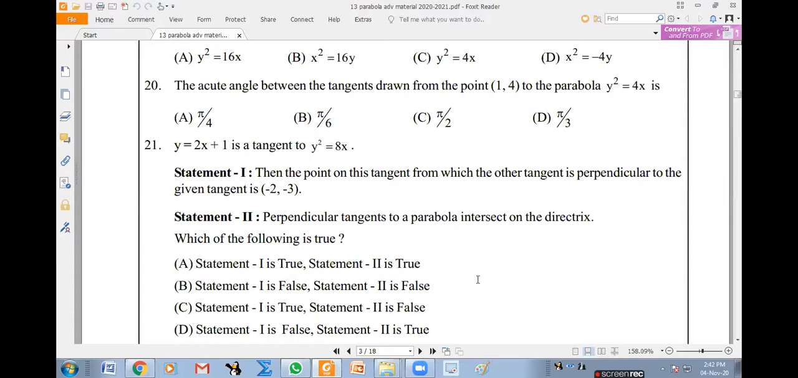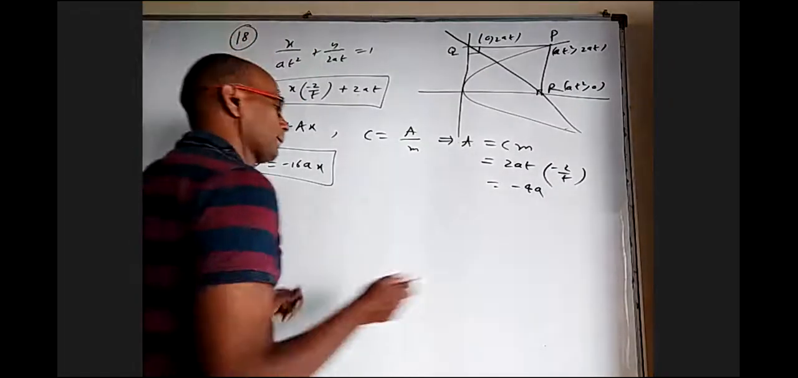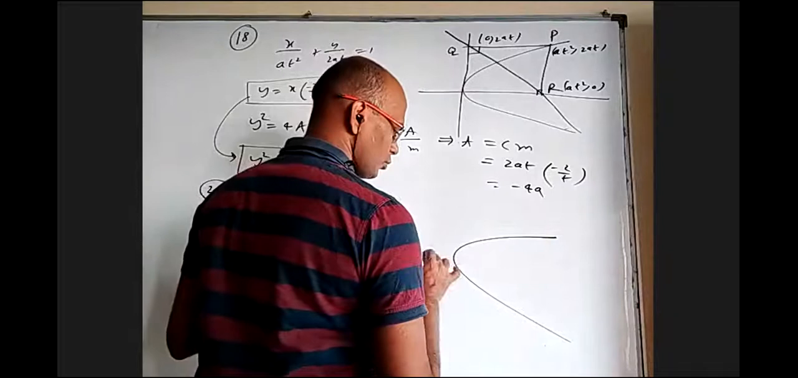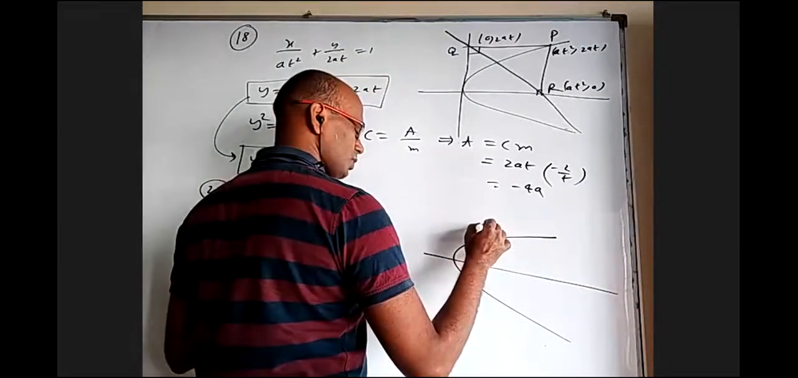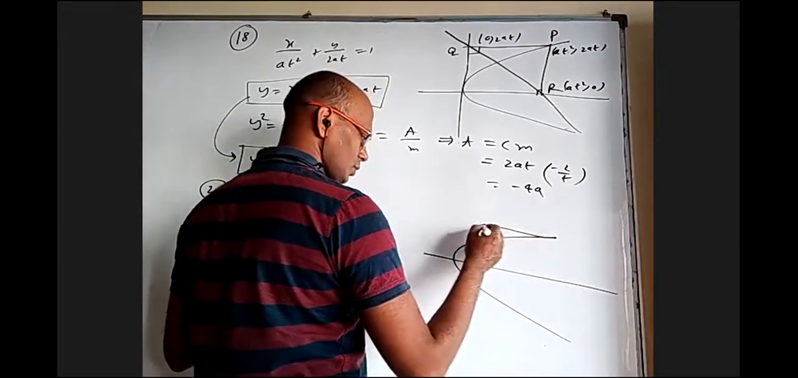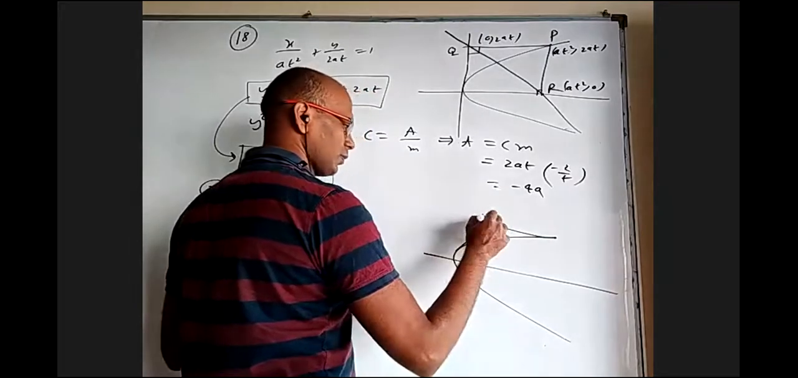They gave a point outside the parabola. You can draw two tangents. What is the angle between them? The parabola is y square equal to 4x, and the point 1 comma 4 is somewhere here. Because there are two tangents, what is the angle?